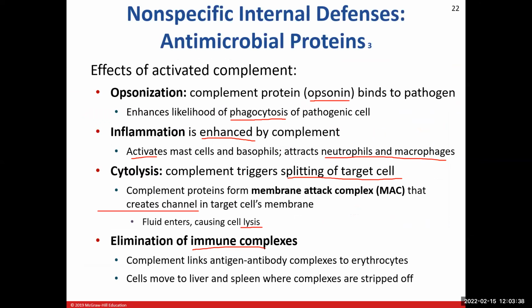And then last but not least, this is going to be the elimination of our immune complex. What is an immune complex? This is where we have those antigen-antibody complexes. But in this case, we're going to involve erythrocytes. The erythrocyte is like a mule. It's going to carry this whole thing.